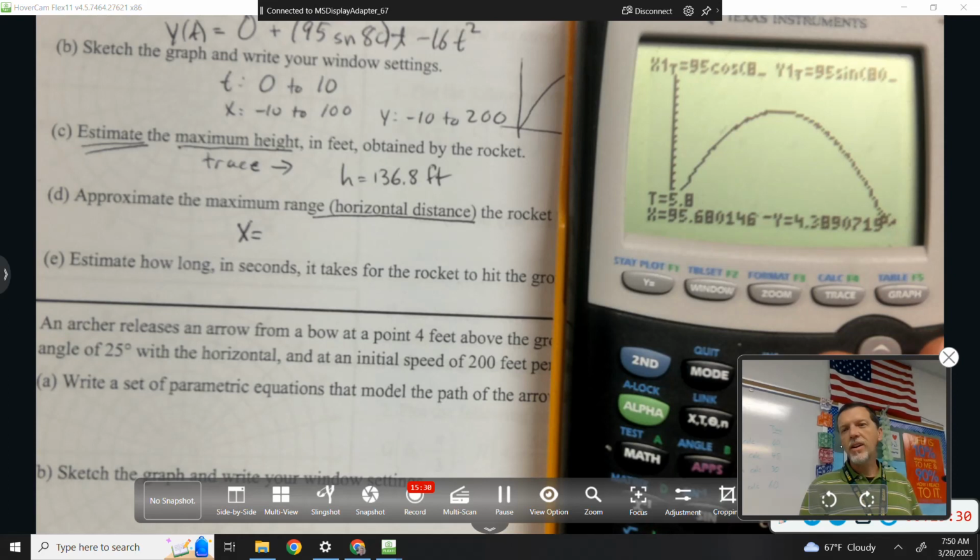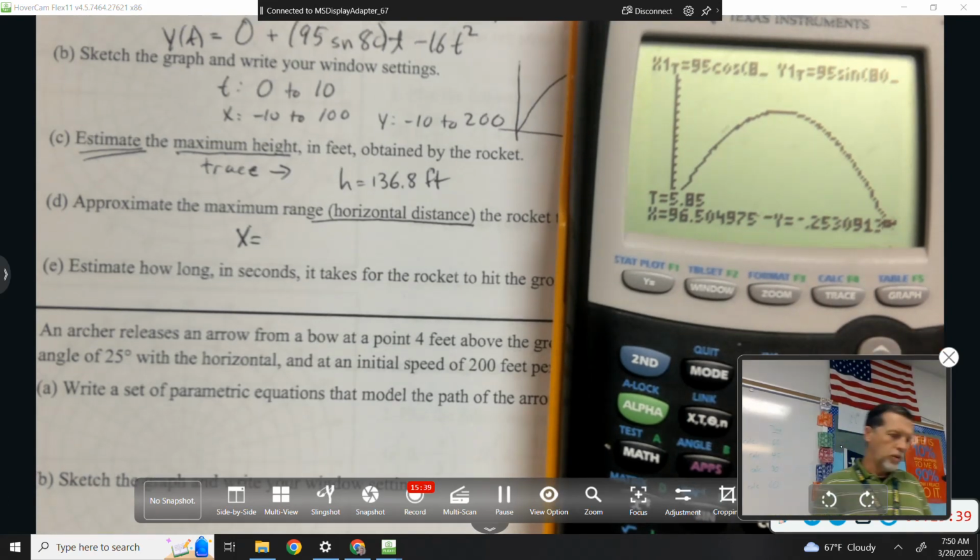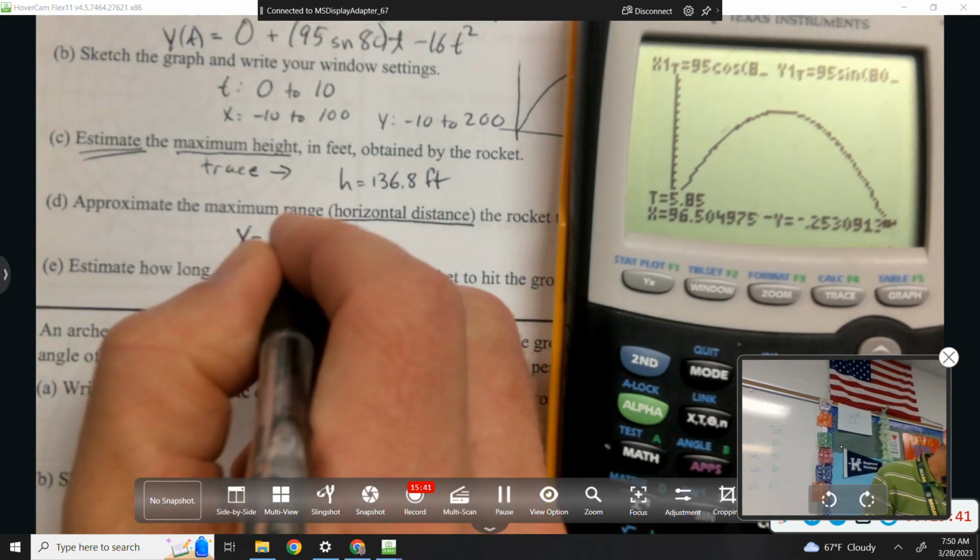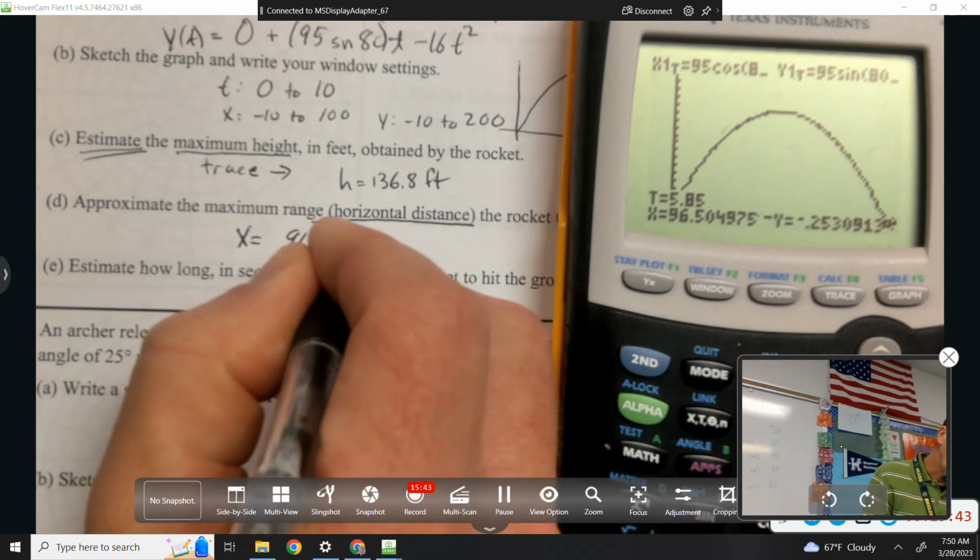Okay, so I don't land on 0 exactly, but my closest is negative 0.25. So we'll use that x value, 96.5 feet.